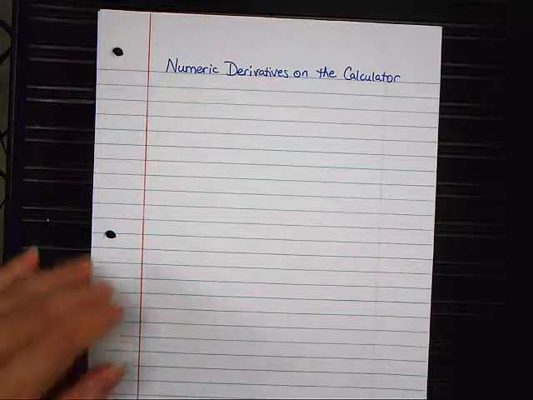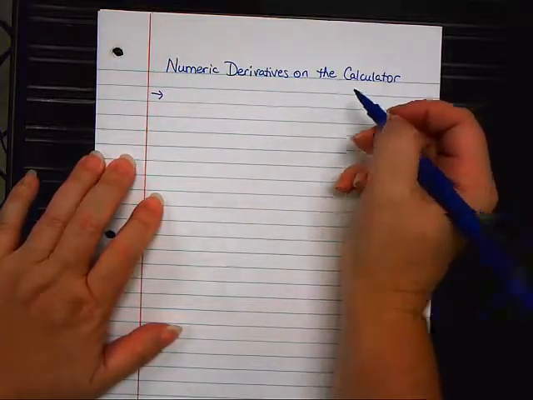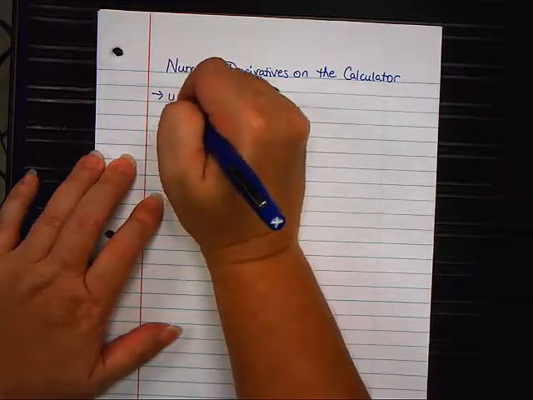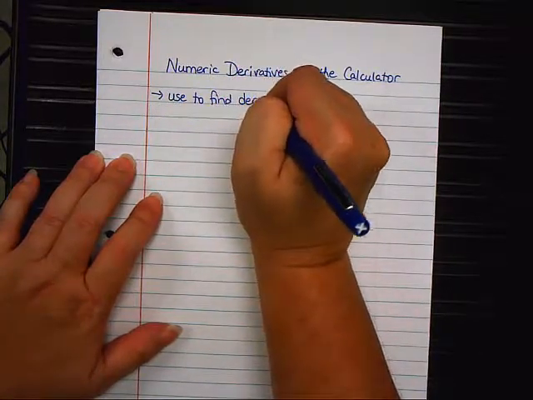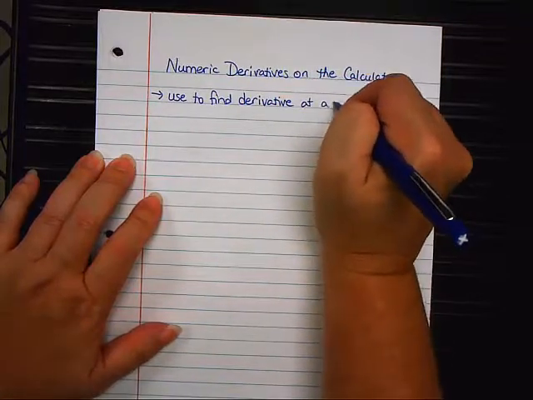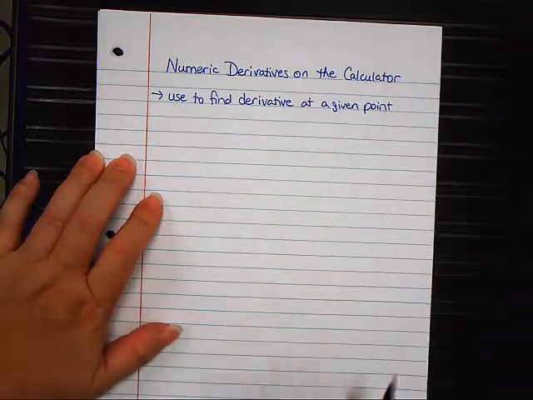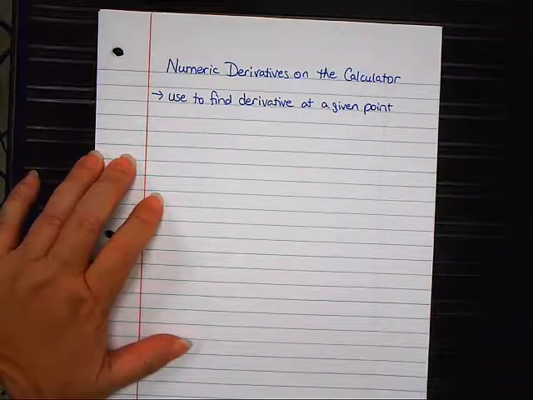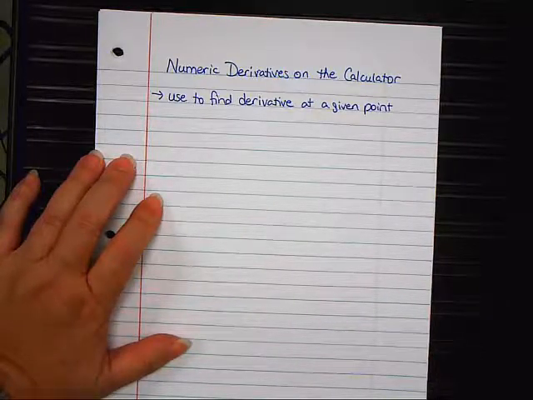Now, these numeric derivatives mean that you can use it to find the derivative at a given point. It will not find the derivative equation for you. It will not do the product rule and the quotient rule for you and say what it is in terms of x. It will only find the derivative at a specific point.